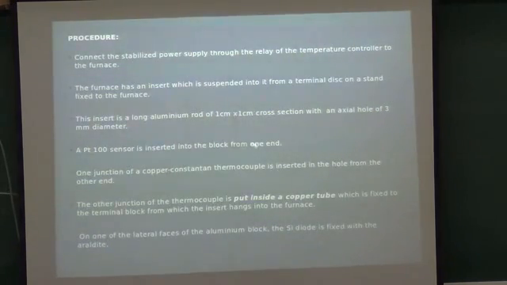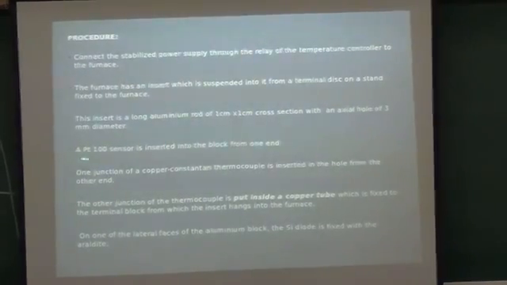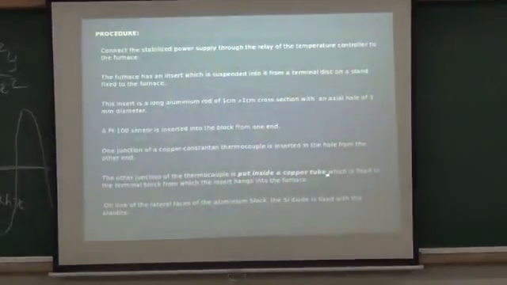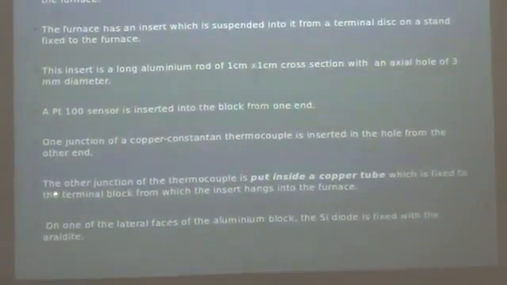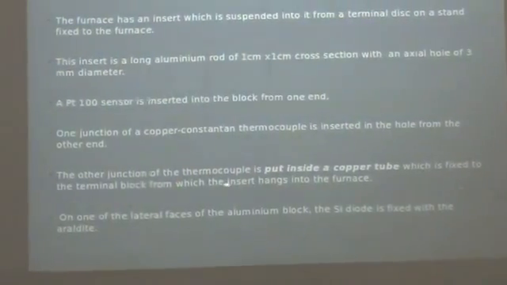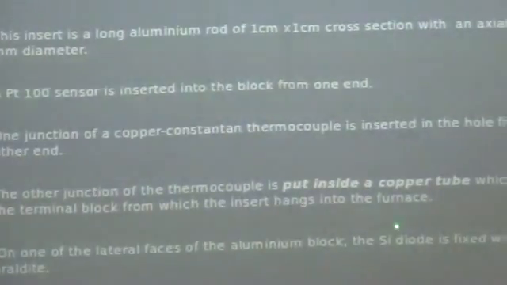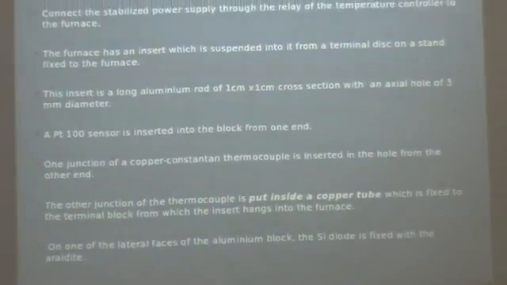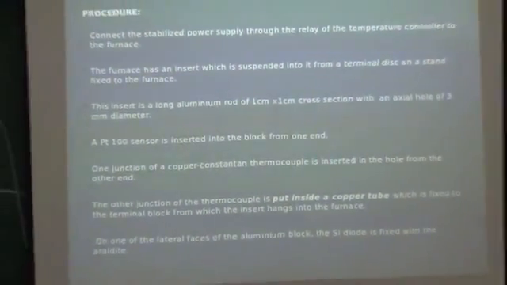A platinum sensor is there on this block. One junction of a copper-constantan thermocouple is also on the same aluminum block. The other junction is inside the copper tube. This is fitted to the terminal block, which the insert hangs inside the furnace. These are all lying inside the lab. Some of the inserts are lying outside.